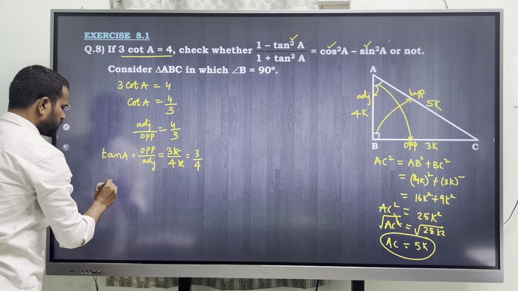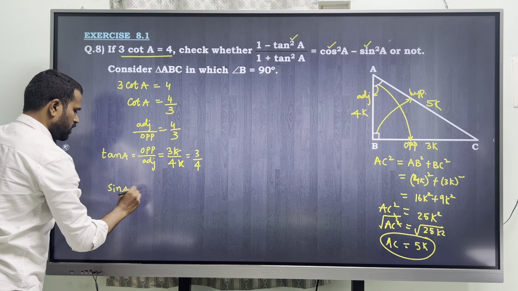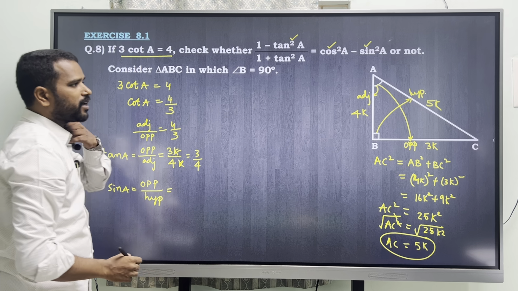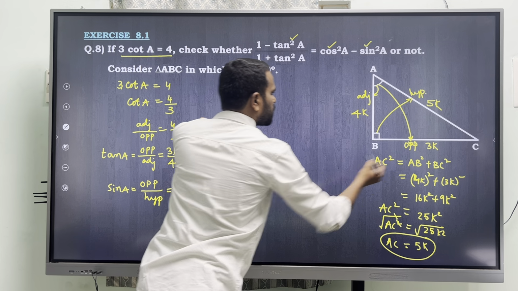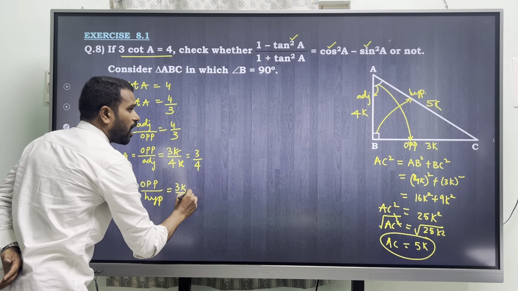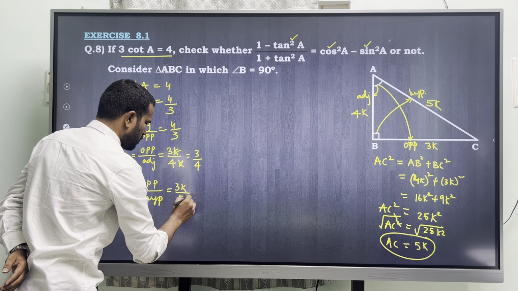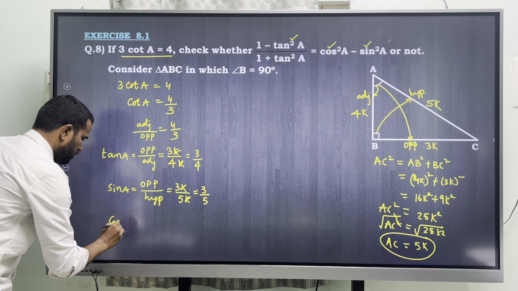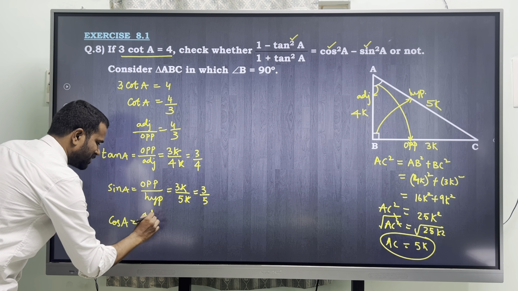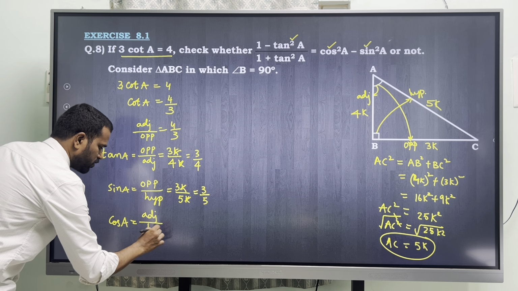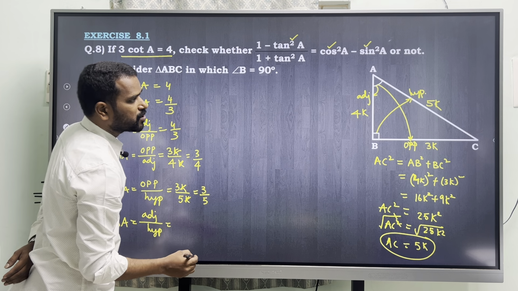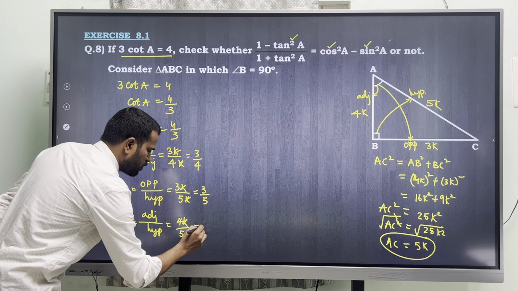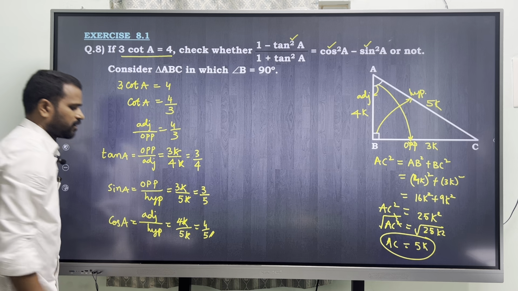Next, sin A. Sin A is opposite side by hypotenuse. So opposite side how much? Opposite side is 3k and hypotenuse is 5k. So this is 3 upon 5. Cos A. What is cos A? Adjacent side upon hypotenuse. So adjacent side how much? 4k upon hypotenuse 5k. The answer is 4 by 5.